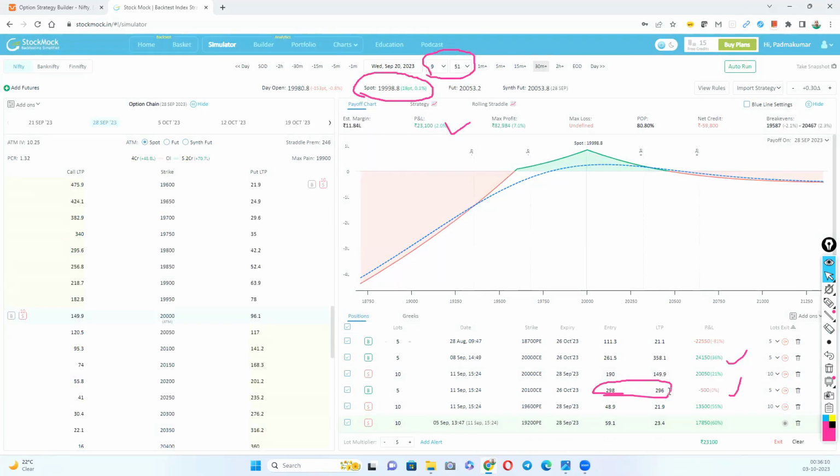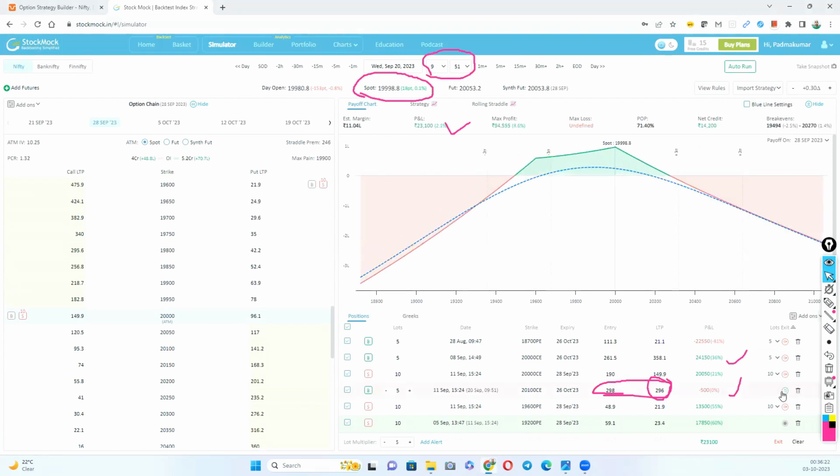Yeah. So turn loss, right? Observe this loss. It has come to 296 from 298. So time to exit this hedge. That's it. It's 500 loss. Okay, that's okay. Sometimes with a gap down, right, we'll be having more losses. That is okay. But as of now, we close the upper hedge on 20th of September, right?